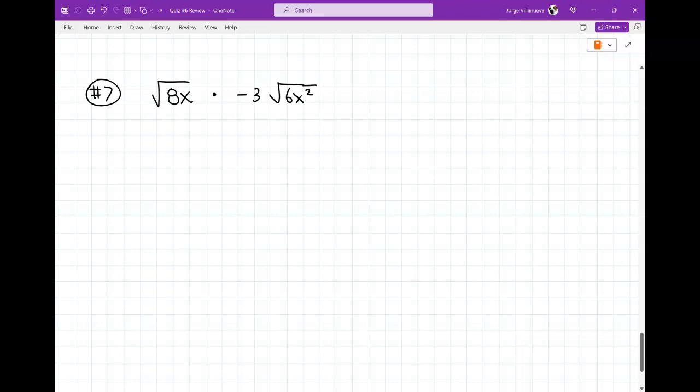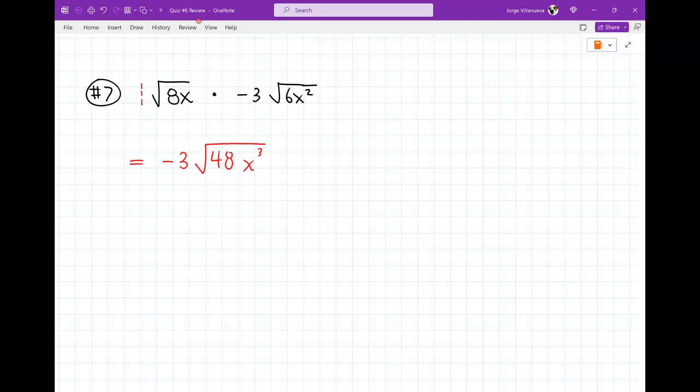So binomial, sorry. Single term times a single term, okay? Now I am multiplying square roots here. So remember, you multiply the outside numbers first, then the inside numbers second. So I do have a 1 here. So 1 times negative 3 is negative 3. Square root of, all right, 8 times 6, 48. X times x squared, x cubed.